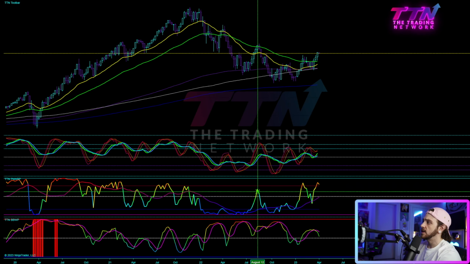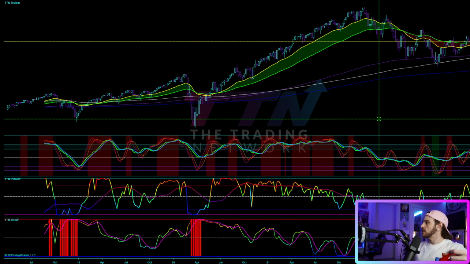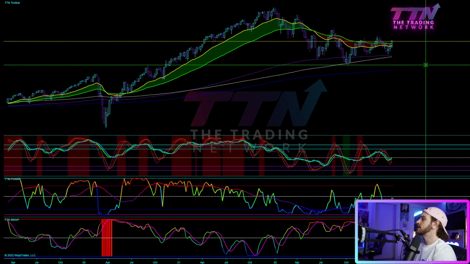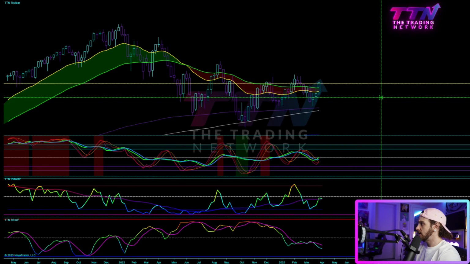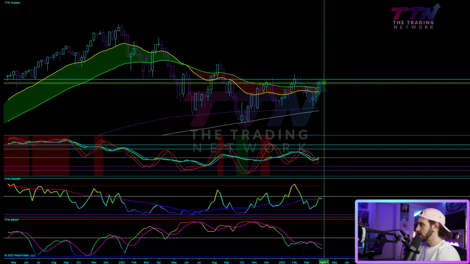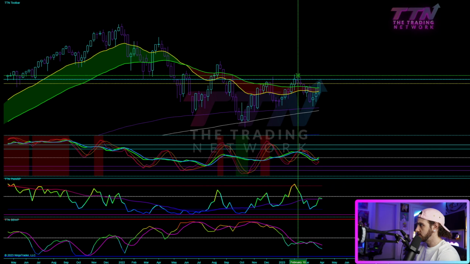But you'll notice that ES is pretty darn similar structure, and things look good for further upside until the macro environment changes. All right, so what I would be looking at on ES is the next level, which is a lot closer. This 4178 level is going to be an important level to move above.